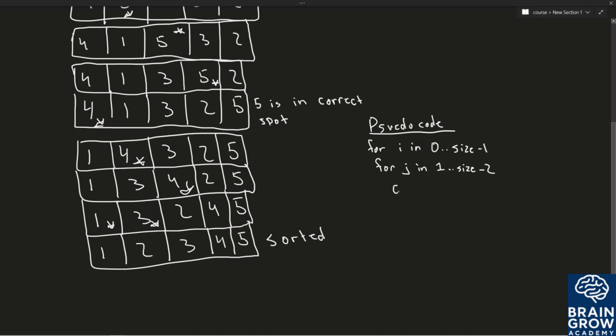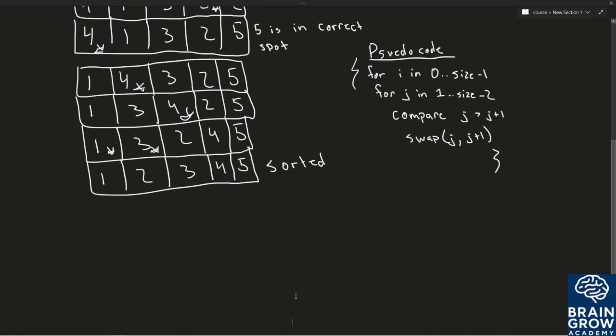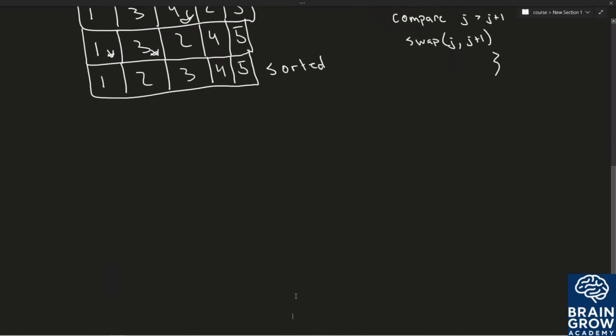and then we will do our compare. We compare j, if it is greater than j plus 1, and if it is, then we want to swap j and j plus 1. And that is basically our pseudocode for this. So let's do one more example. That way we make sure that we have a good understanding of how this algorithm works, now that we kind of know what the pseudocode is.